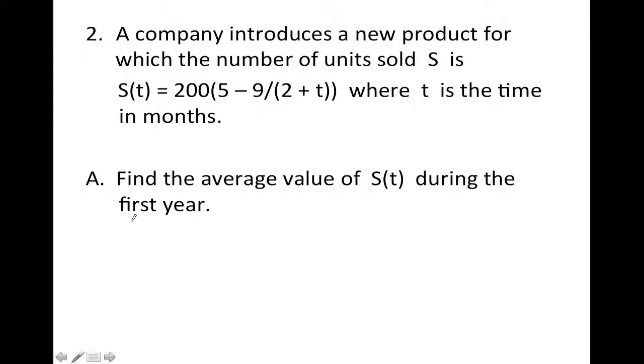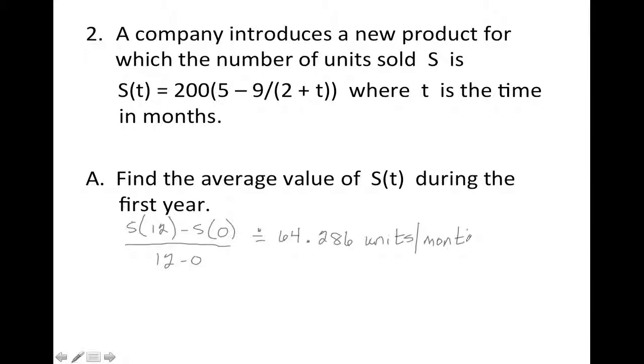All right, so what we just found was that S of 12 minus S of 0, all right, that was about 64.286 units per month. Okay, it's units per month because the numerator would have been the number of units. Denominator would have been the time in months. That's why it's units per month.